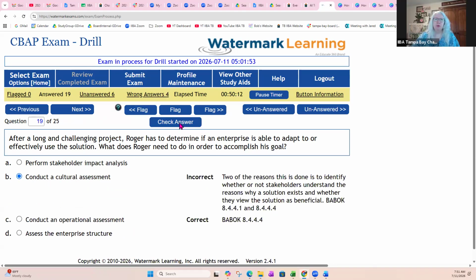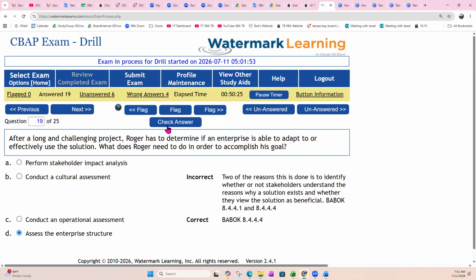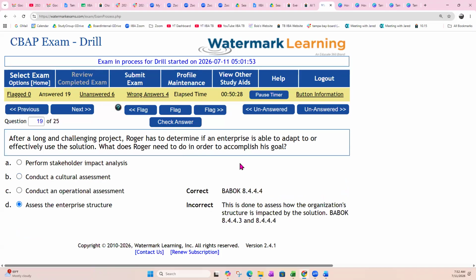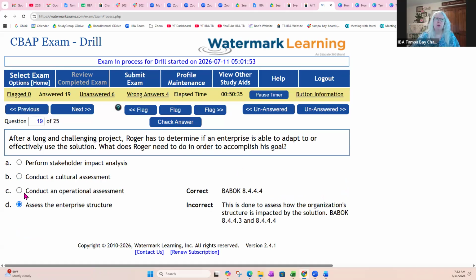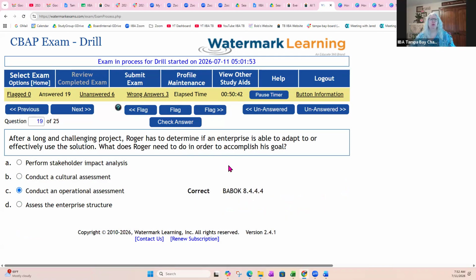Let's see why B isn't correct. For a cultural assessment, two of the reasons this is done is to identify whether or not stakeholders understand the reasons why the solution exists and whether they view the solution as beneficial. And for D, assess the enterprise structure. This is done to see how the organization structure is impacted by the solution. But what we want to know is if the enterprise is able to adapt to or effectively use the solution. So that is operational assessment. Good job, guys.